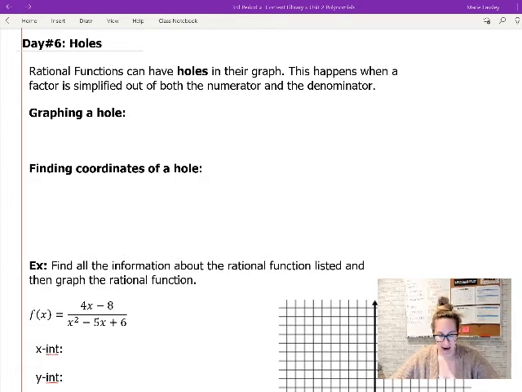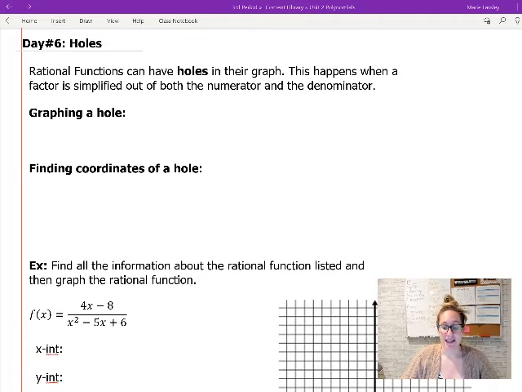So here we go. First things first, rational functions can have holes in their graph. This happens specifically when a factor is simplified out of both the numerator and the denominator. Generally we would say that anytime a number can be put into the denominator of our rational function that would make it a 0 on the bottom, it would create a vertical asymptote. But if something can be simplified out before it's getting to the graphing point, then it's not going to make an asymptote anymore. It's going to create a hole.